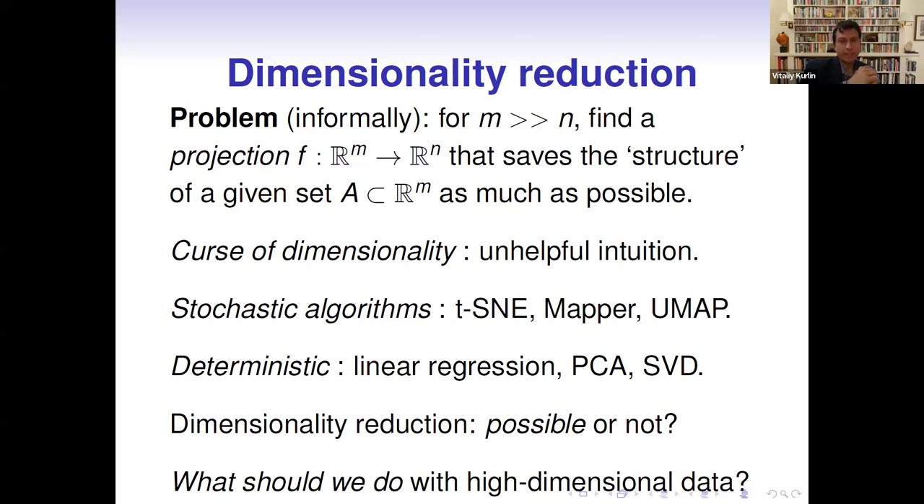So there are several obstacles for dimensionality reduction that could be formalized or explained with examples. The curse of dimensionality is a well-known idea in computer science. Briefly, our intuition stops working in dimensions higher than three, sometimes even higher than two, as you will see. Then I will briefly mention popular dimensionality reduction algorithms that are stochastic, and also mention deterministic algorithms. And at the end, hopefully you will have a better idea how to answer the question whether dimensionality reduction is really possible or not, and what we should do with high dimensional data.